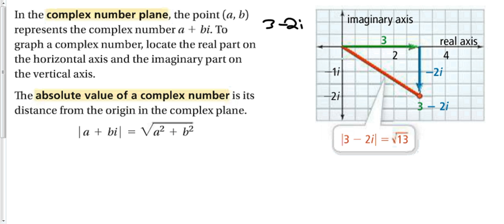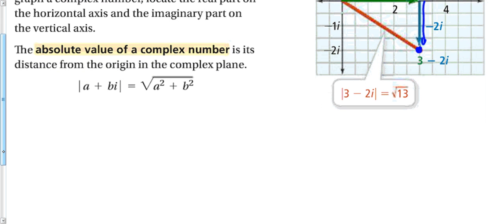So I would go, in green, right 3, and I stopped right there, and then I went down 2i. And we have my point, which would be right there. That would be 3 minus 2i. Okay? Real parts are on the horizontal, imaginary parts are on the vertical. And then the absolute value would be its distance from 0. So in order to do that, I just use the distance formula, which is going to be the square root of a squared plus b squared, because those are both distances.